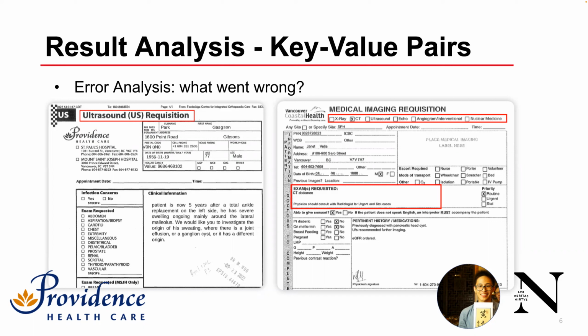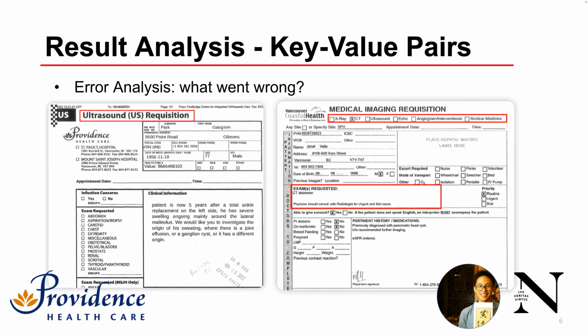However, on the right, it is a failed example for the first approach. Here you can see we have multiple keywords presented on the top of the form, like X-ray, CT, and ultrasound. In such cases, the unique keyword approach will fail as the algorithm would not be able to reason which keyword is the correct one to use.